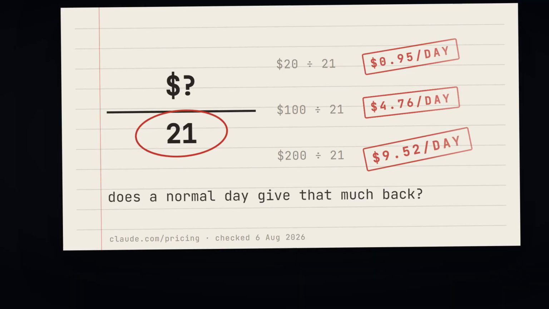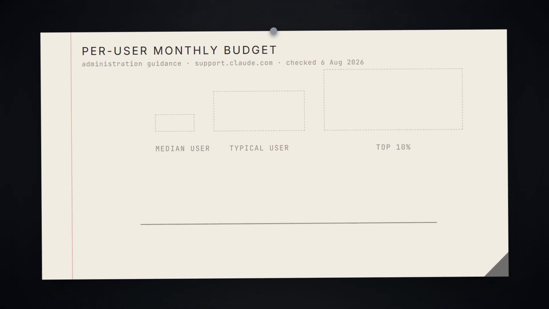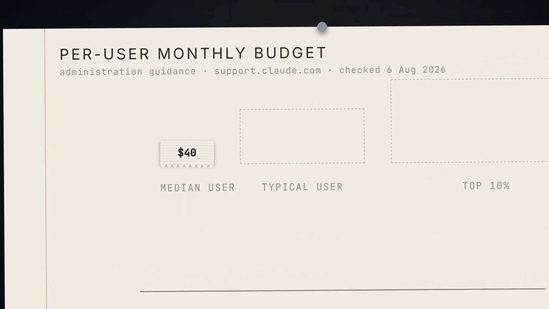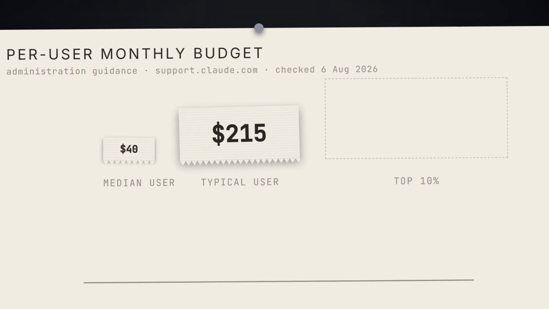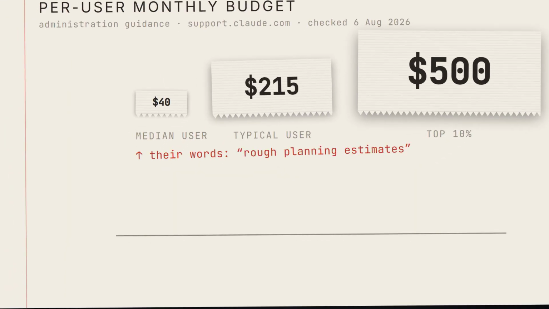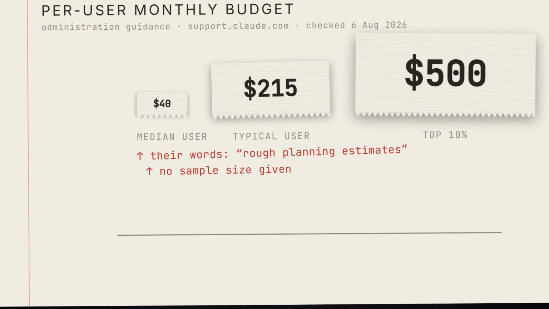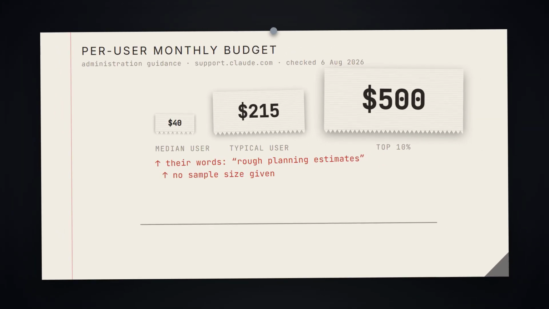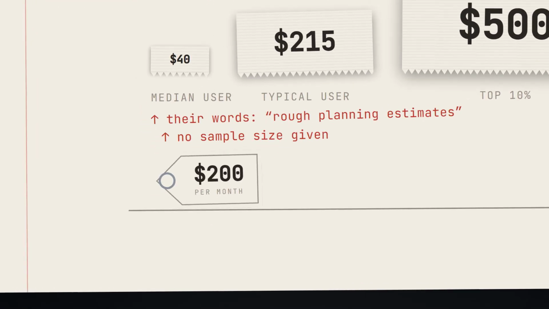Anthropic answers that question, though not in anything aimed at you. They tell enterprise administrators to budget $40 a month for a median Claude Code user, $215 for a typical one, and $500 for somebody in the top 10%. They call these rough planning estimates and never say how many people they describe, so treat them as guidance rather than measurement. Set them against the plans though, and the picture gets awkward.